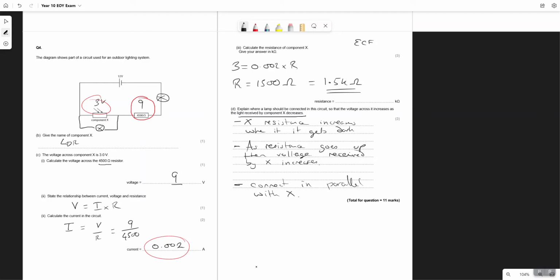with X. So that's the stages of the marks. One for saying how the LDR behaves in terms of resistance, one for saying what that will do to the voltage it receives, and therefore the conclusion, you connect it in parallel with component X. If you put it anywhere else in the circuit, then as it gets darker, it's just going to get less. So that's how that one works.